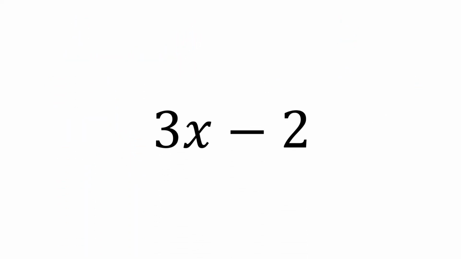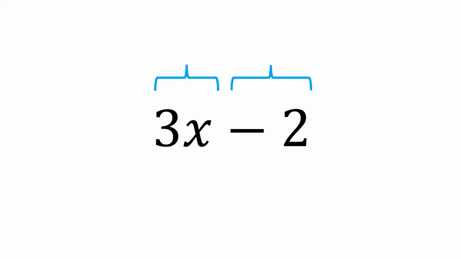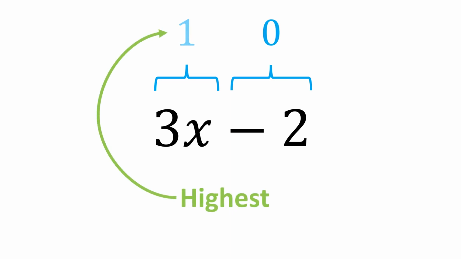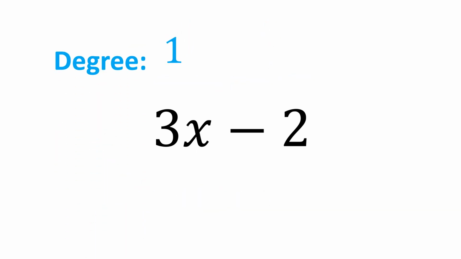Now let's say we have 3x minus 2. In this case, we have two terms, 3x and negative 2. And their corresponding degrees are 1 and 0. Now the highest of these is 1. So therefore, the degree of this polynomial is 1.